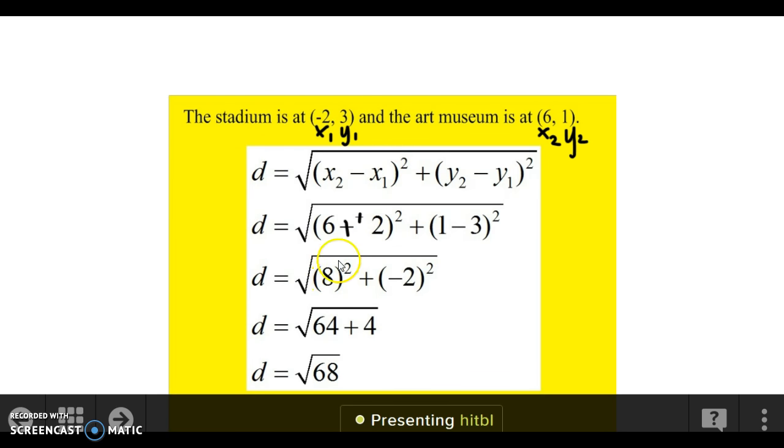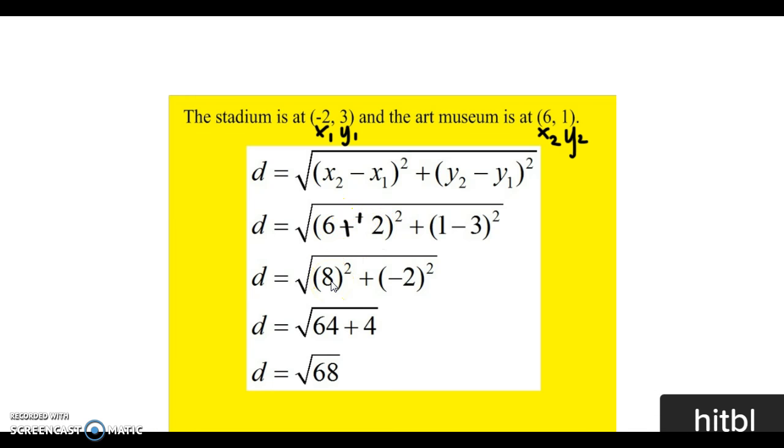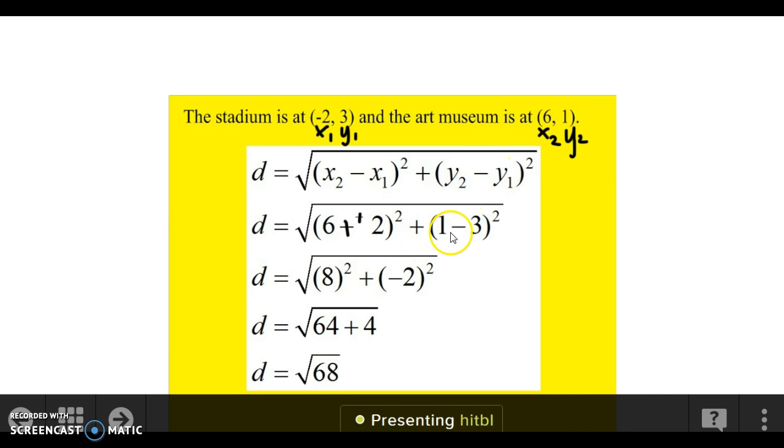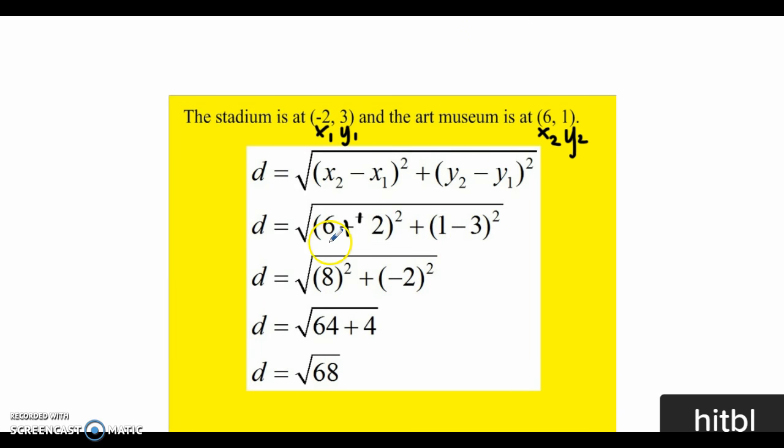And that's how they get 8 here. 6 plus 2, they get 8. So they just did the inside parentheses, order of operations. And same thing for 1 minus 3. 1 minus 3, we get a -2. So they just did the parentheses. They did this parenthesis first to get 8, and then they did this parenthesis to get the -2.